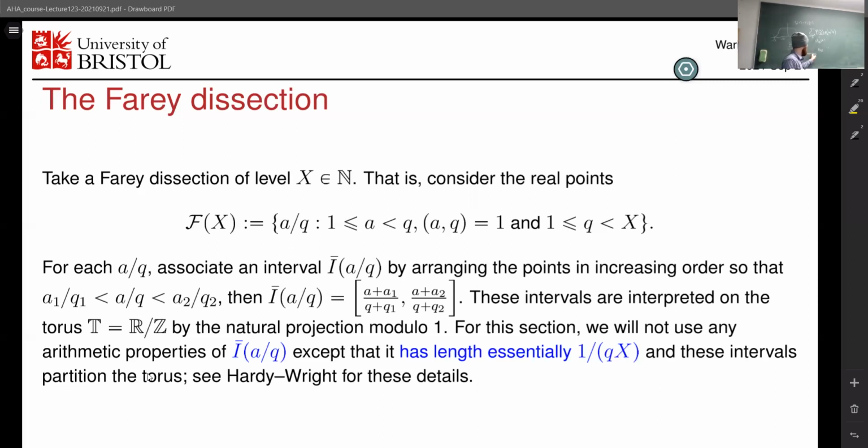Now, we don't care too much about it, but it is an exercise in elementary number theory to show that if you have an arc I of a over q, then its length is basically, up to some constants, 1 over q times x, where x is that level, the biggest possible denominator that we have. Of course, this just means it's something like 1 over 4qx. So that's what I meant by these arcs having length essentially 1 over qx. And a priori, the I bar is centered at a over q. Great. If you're not familiar with it and you don't feel like proving that, it is in Hardy and Wright in their section on the Farey sequence.